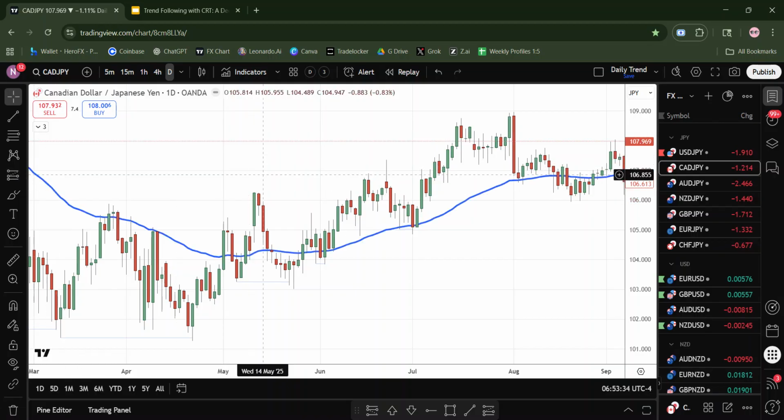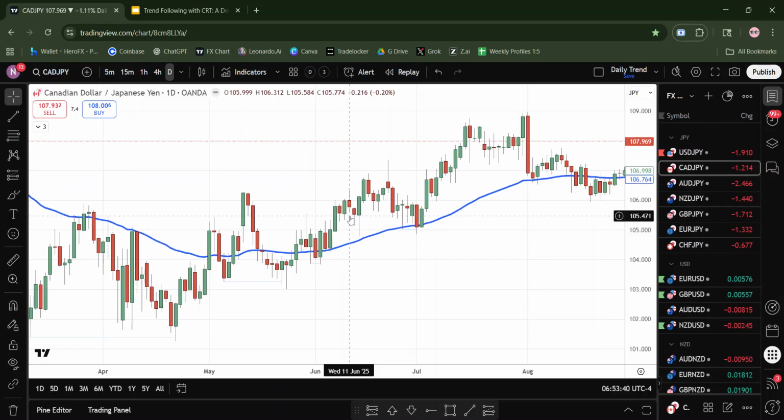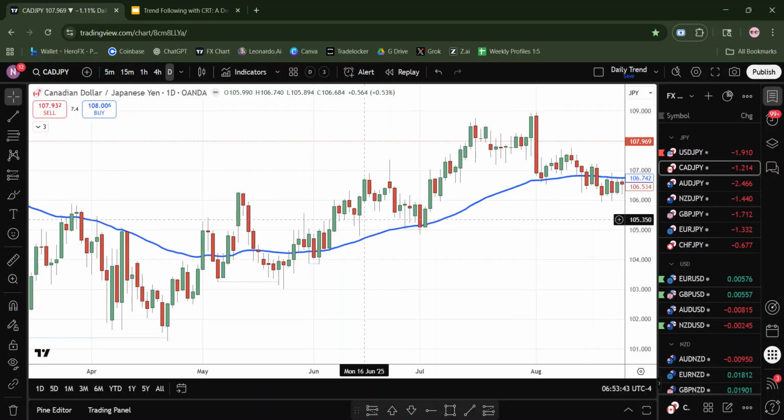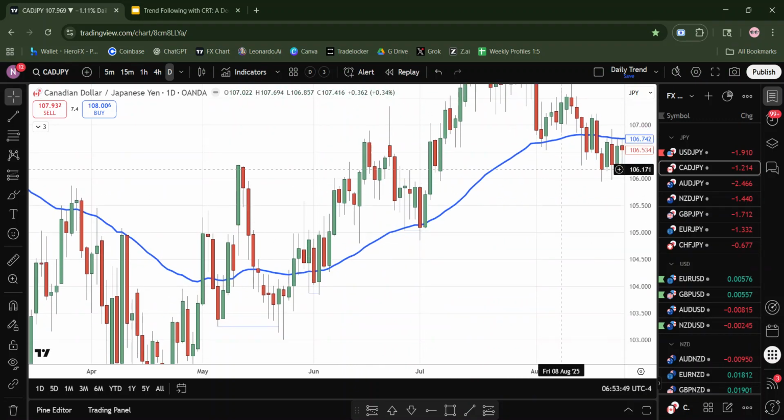So here we go. This is CAD yen. I'll start with the yens because, like I said, the trend on the yen is the pair, at least currently, that trends the most for me. So the 50 EMA is at a pretty strong slope right here. So that's good. Let's try this one and see if we can see one.